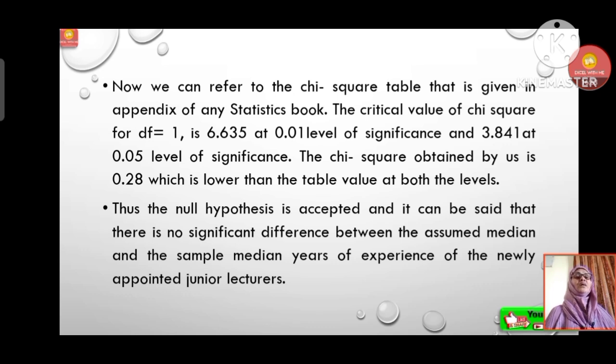So, we accept. And it can be said that there is no significant difference between the assumed median and the sample median years of experience of the newly appointed junior lecturers.